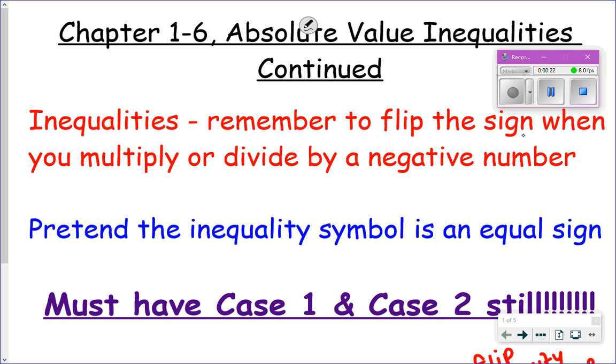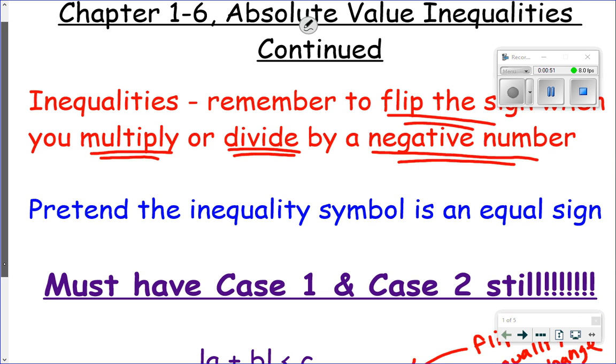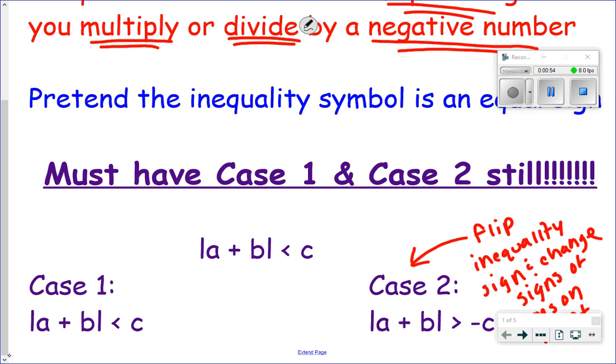So a lot of the rules that we've learned in the past few weeks all still apply. There's just a couple new things added. So remember, when you're solving inequalities, you have to flip the sign when you divide or multiply by a negative number. So if I'm underlining something, that means it's important and you need to write it down as well. When you're solving these, you can always pretend like the inequality symbol is an equal sign, just so you don't get it confused whenever you're trying to solve it.